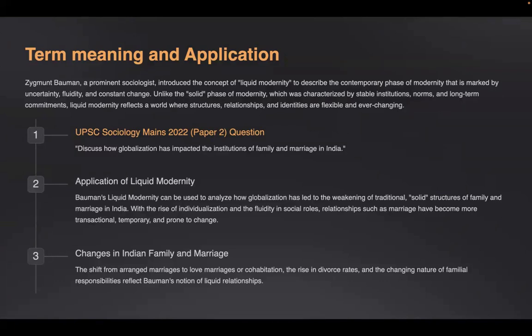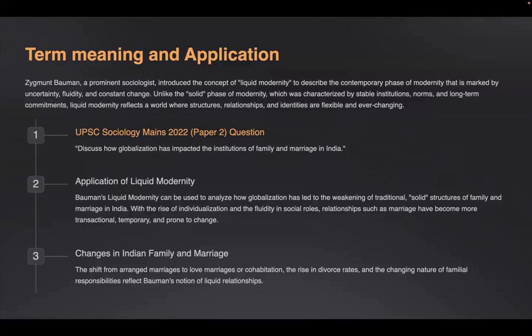Now let's see the application of this term in the Sociology Mains 2022 Paper 2 question. The question is, discuss how globalization has impacted the institution of family and marriage in India. So the Bauman concept can be used to analyze how globalization has led to the weakening of the traditional solid structure of family and marriage in India.